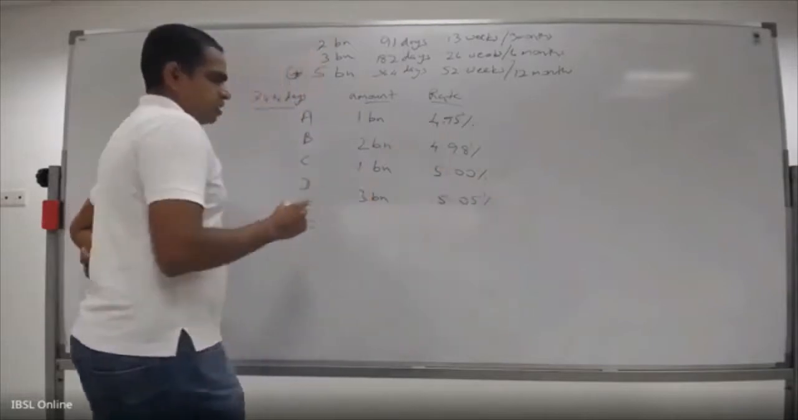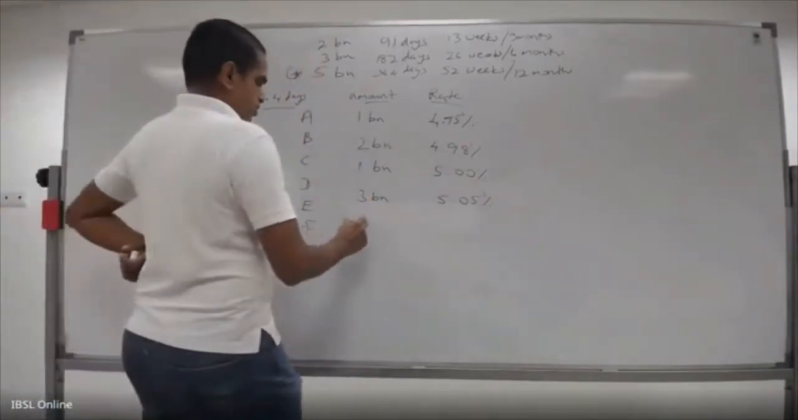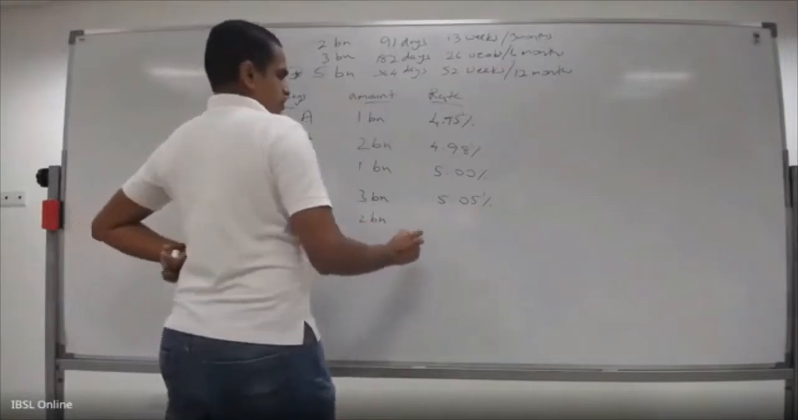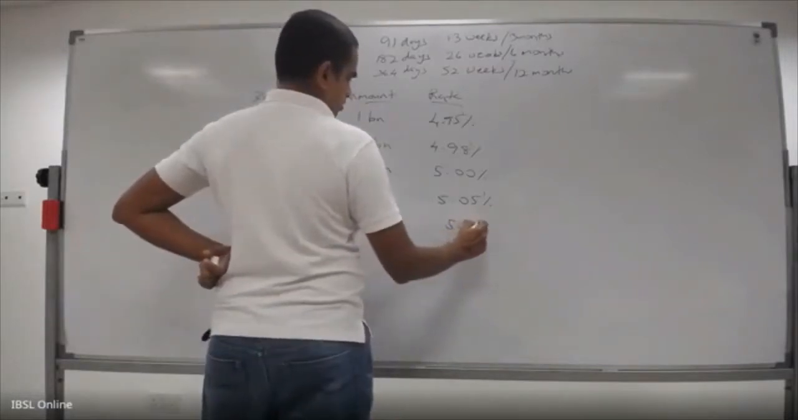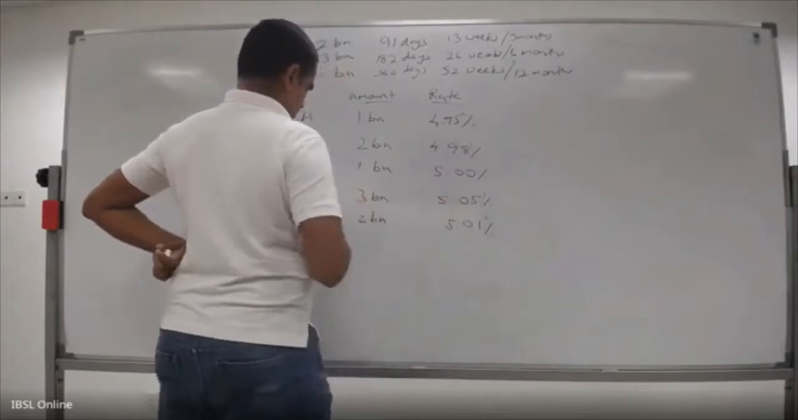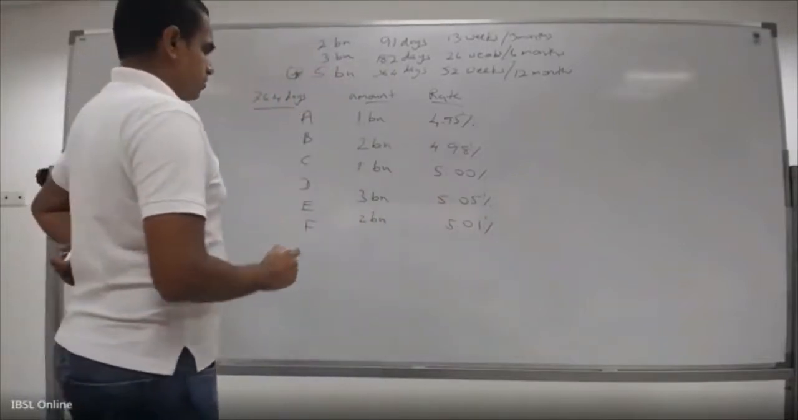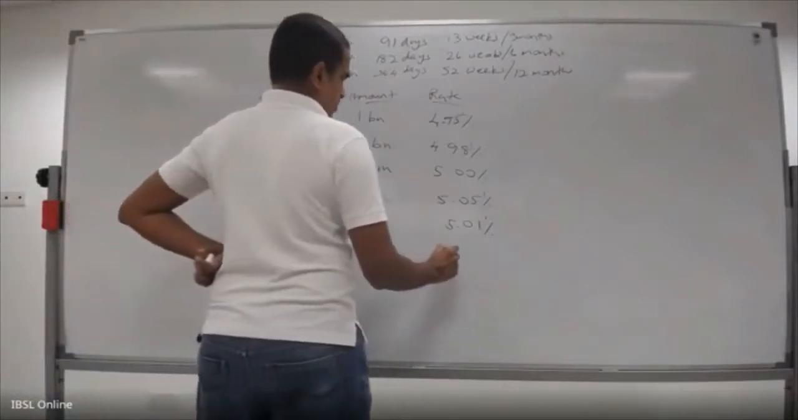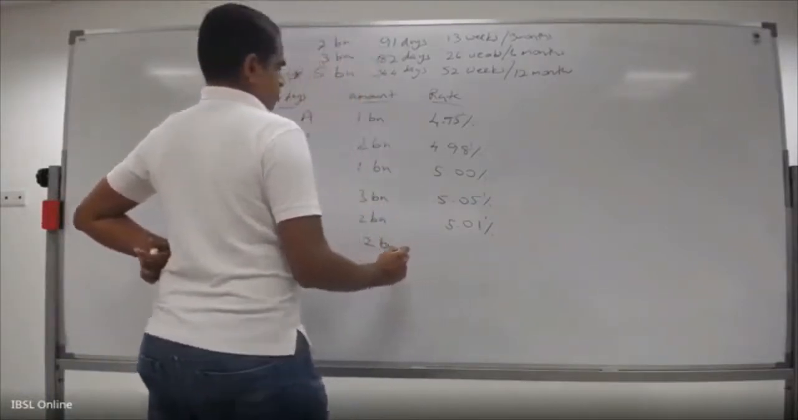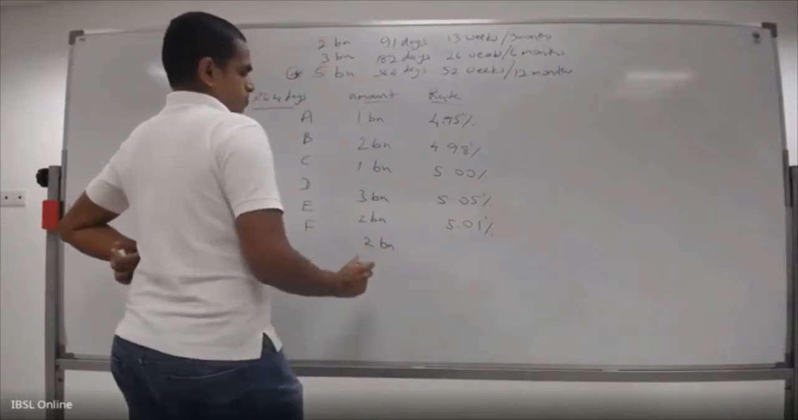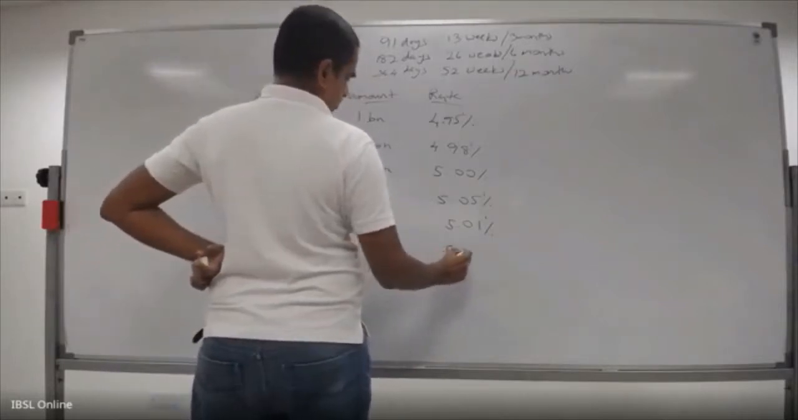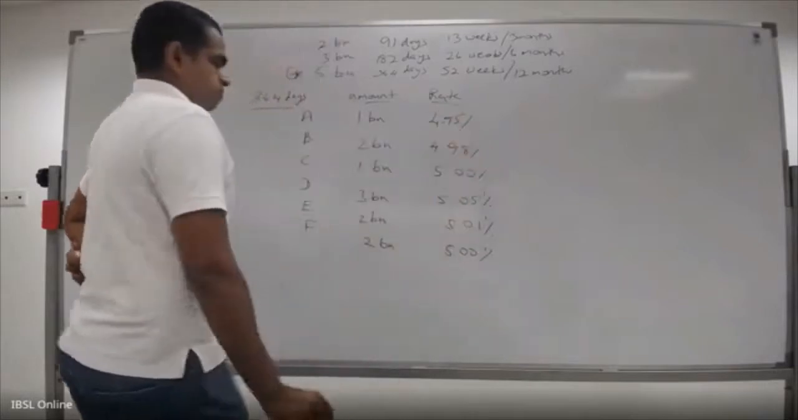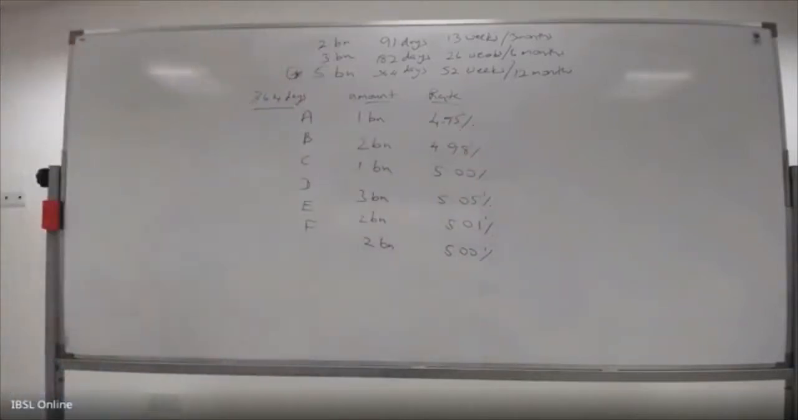E might bid for 2 billion at 5.01%. And F might bid for 2 billion at let's say 5%. Right. So this is how the auction is held. All submitted electronically. They will give the amounts they are bidding for and the rate.